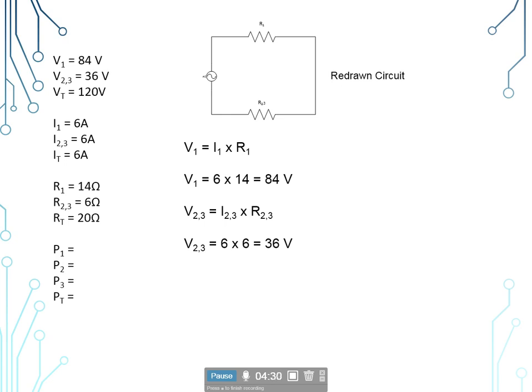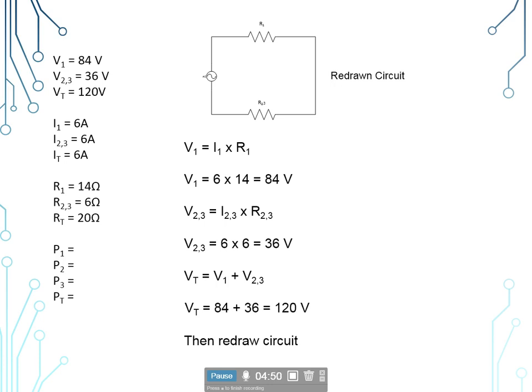Now as you notice, because of our series circuit rules, the sum of the individual voltage drops must equal the total voltage, and so that means V sub t is equal to V sub 1 plus V sub 2,3. So 84 plus 36 is 120 volts, so we do meet that criteria.